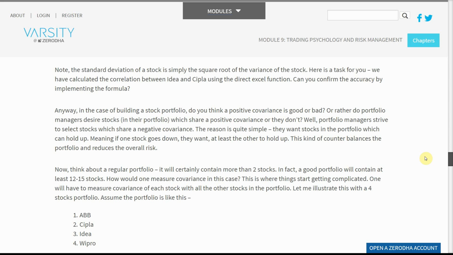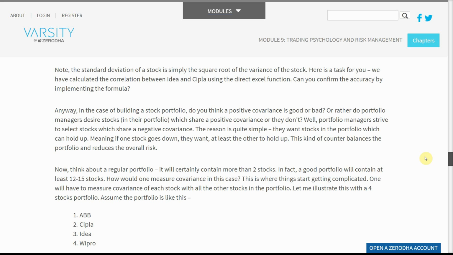Well, portfolio managers strive to select stocks which share a negative covariance. The reason is quite simple. They want stocks in the portfolio which can hold up. Meaning if one stock goes down, they want at least the other to hold up. This kind of counterbalances the portfolio and reduces the overall risk.